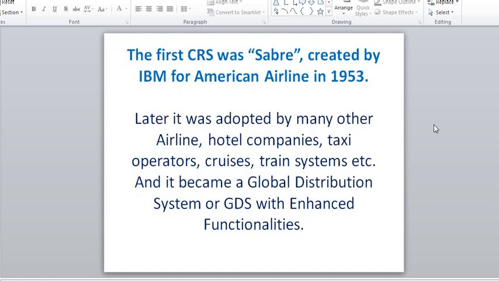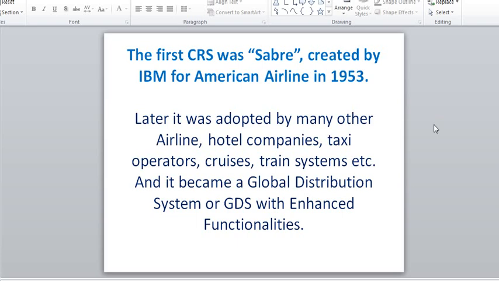The first CRS was created by Sabre in 1953, and it was done by IBM for American Airlines, and the system was Sabre. It was the first CRS. Later it was adopted by so many different suppliers, means so many different airlines, hotel companies, taxi companies, etc., and that became a global distribution system. The meaning of global means it was adopted by so many different players in the market.